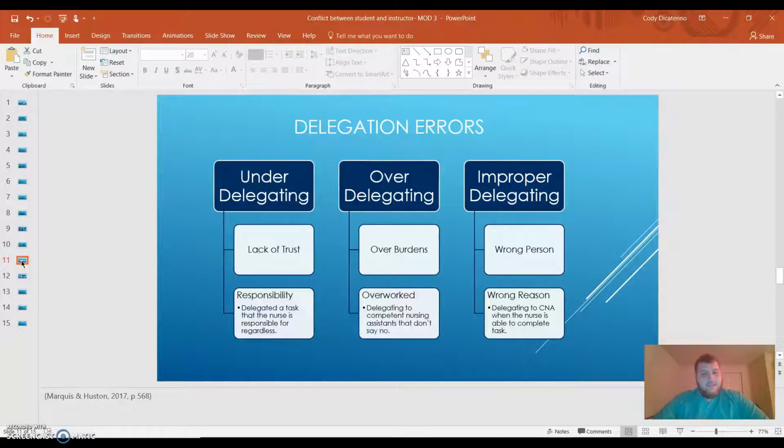Over delegating, I've seen a lot of management do this as well because they have a lot on their plate. So they tend to pass off things that nursing staff and CNAs can do. When this happens, a lot of the time it can overburden your staff. If you have a nurse that's always a go-getter and can't really say no to management, generally that manager will always go to them as their go-to person to say, hey, can you do this for me? So it causes overburden, and that person can be overworked, and it can cause nurse burnout very quickly.